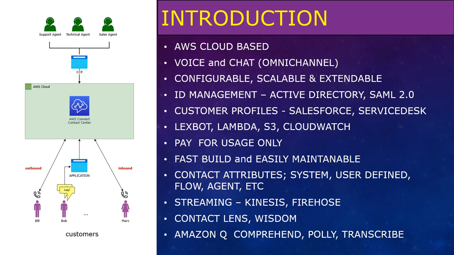And I'll show you that shortly. The agents can be online or offline, and there could be different types of agents with different skills, and they could be picking up calls from different queues. And there's this contact control panel which they could use. They could log into Amazon Connect, and they get to see this contact control panel.